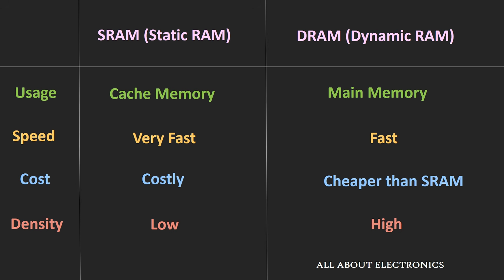Now let us understand why these differences are present between SRAM and DRAM. That means, why the speed of SRAM is fast compared to DRAM, or why the density of SRAM is lower compared to DRAM. To understand that, we need to see how SRAM and DRAM work, and to see that we need to understand the internal structure of SRAM as well as DRAM. So first of all, let us see the internal structure of DRAM.